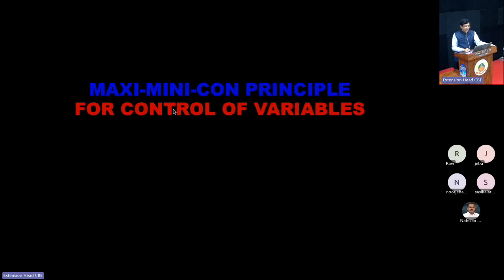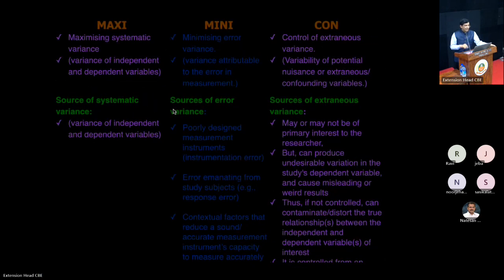So what is that? I will tell in brief. How do you maximize the systematic variance? Very good. Randomization means selecting the representative sample, selecting the good variables, independent variables, dependent variables. Why do we select independent and dependent variables, can anyone tell? To establish the cause and effect relationship. That is the spirit of research.